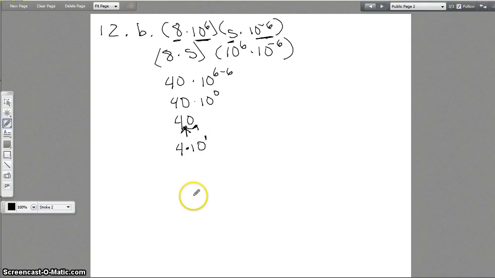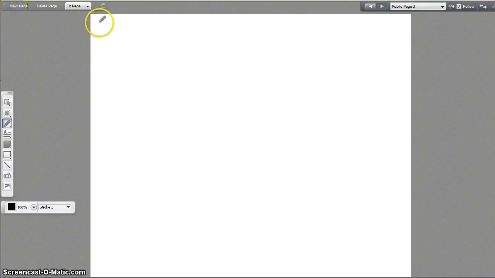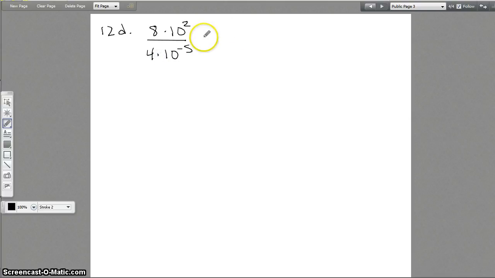Okay, the next one we're going to work with, I'm going to get a new page, is 12D. 12D is 8 times 10 to the second power divided by 4 times 10 to the negative 5th power. And what I'm going to do is split it up like this. I'm going to say 8/4 times 10 squared divided by 10 to the minus 5.